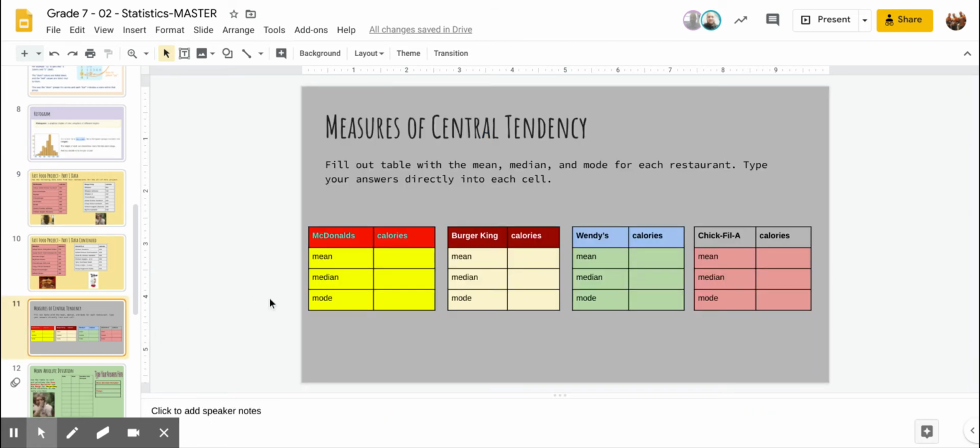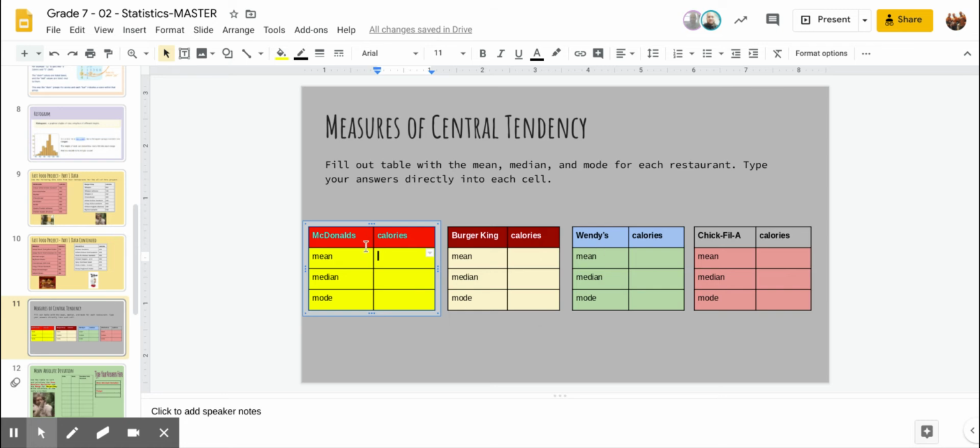So the calorie count of all of those. Okay. Slide 11 is where you're actually starting to type some of your stuff in. Okay. So make sure you just organize it based on how we have this color coded: McDonald's, Burger King, Wendy's, and Chick-fil-A. I would do this on paper and then just type your answers in here. No need to paste that in. You just need to type your answers in for mean, median, and mode.